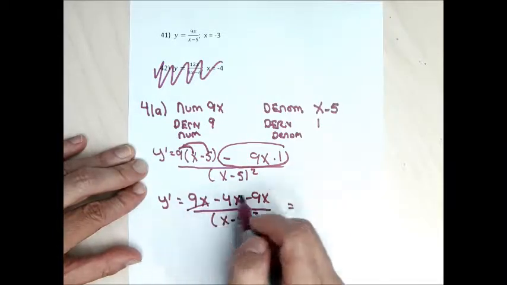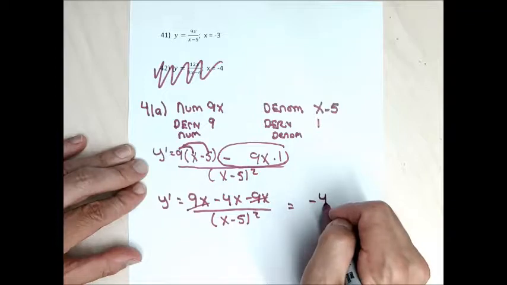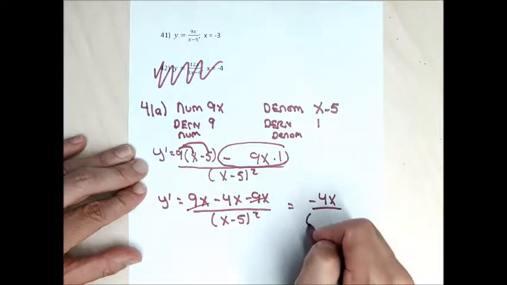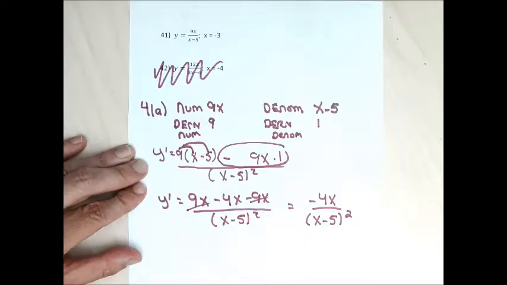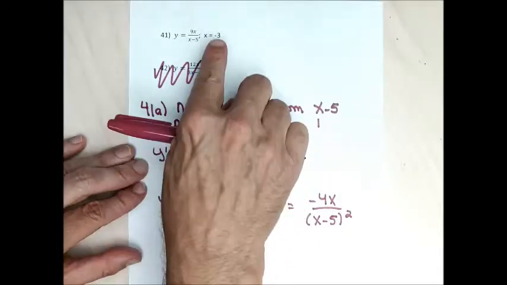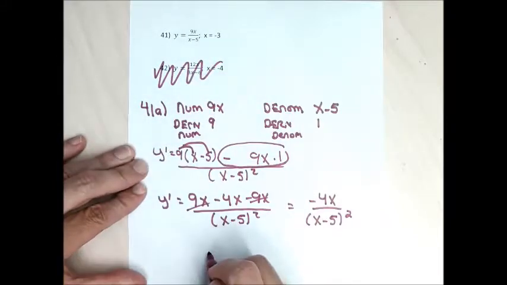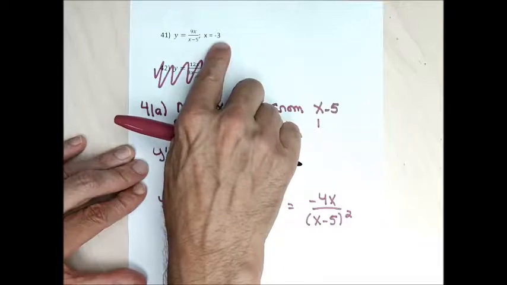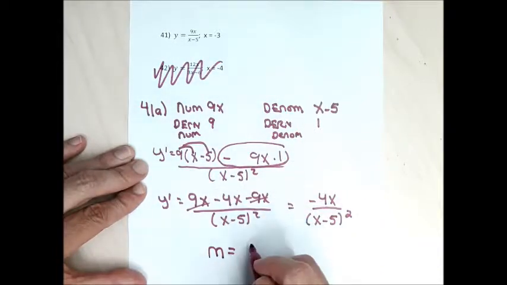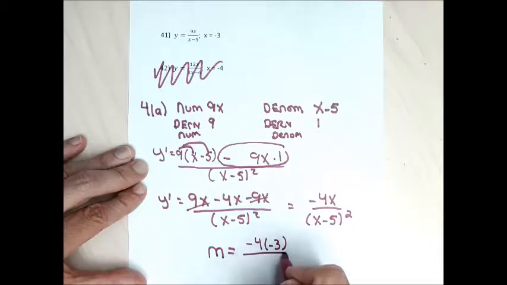I'm going to cancel the 9x's and get the derivative as minus 4x over (x minus 5) quantity squared. I need the derivative to get the slope of the tangent line. To do part A of number 41, to get the m, I'm going to take the value negative 3 and plug it in for both of the x's in the derivative. So I'm going to go negative 4 times negative 3 over (negative 3 minus 5) squared.